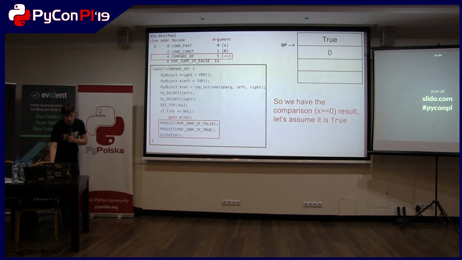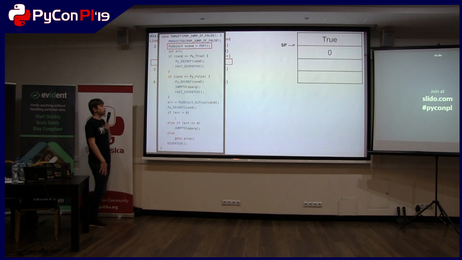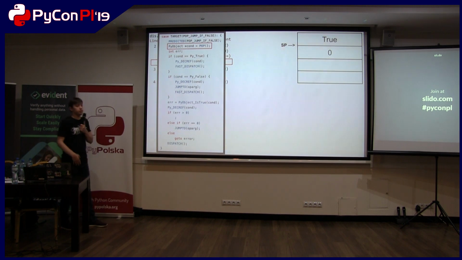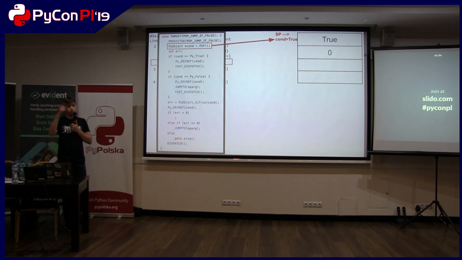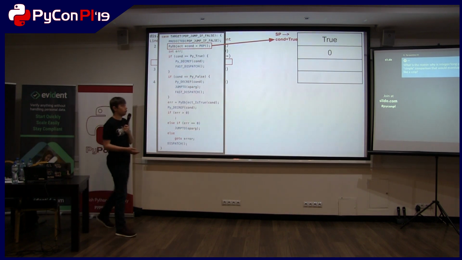So coming back to this POP_JUMP_IF_FALSE, it looks like this. So again, it starts with some PREDICTED macro, which is not interesting. Then they pop out the condition for this check whether we are doing the jump or not. Whether we are going to jump into a particular branch or a different branch. So since they popped, the stack pointer is decremented and the condition is a true value.